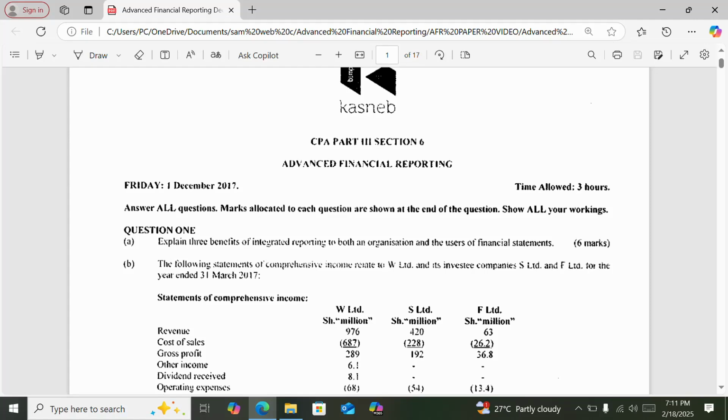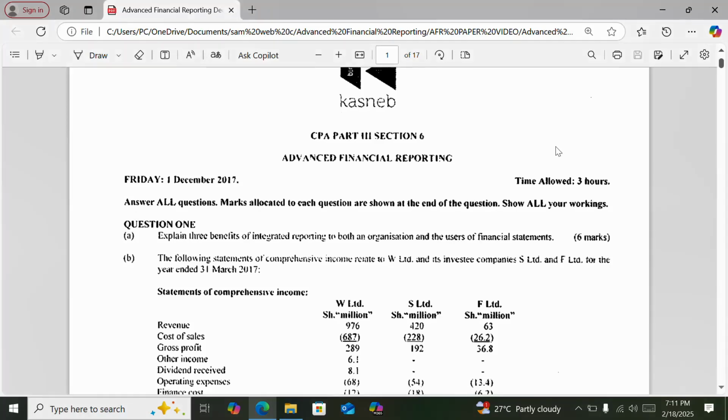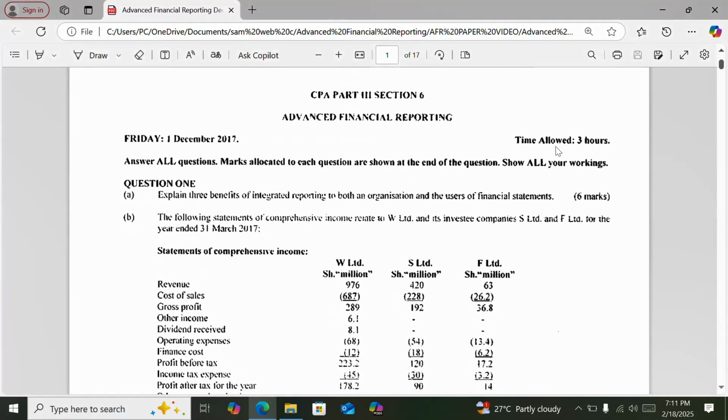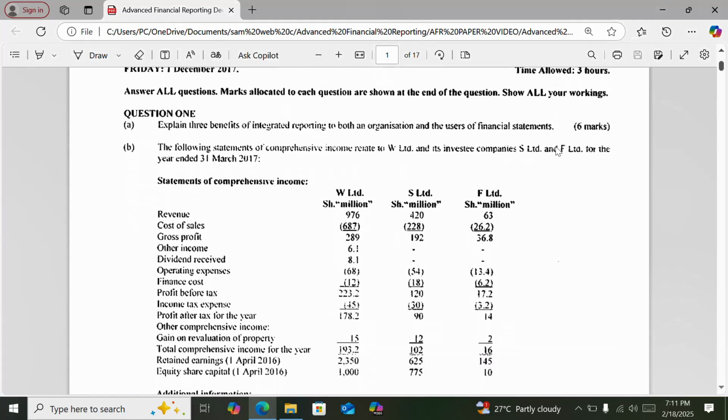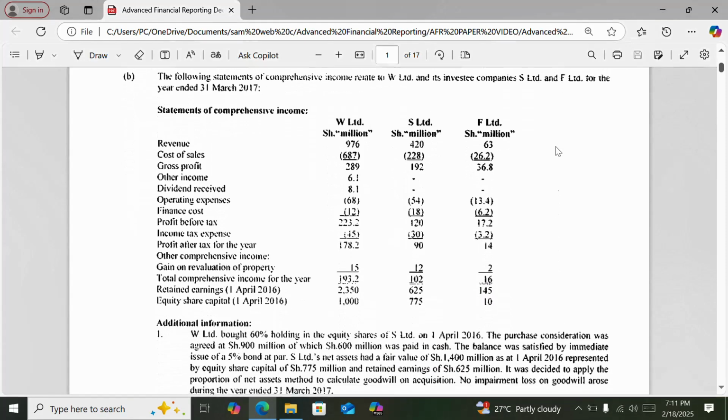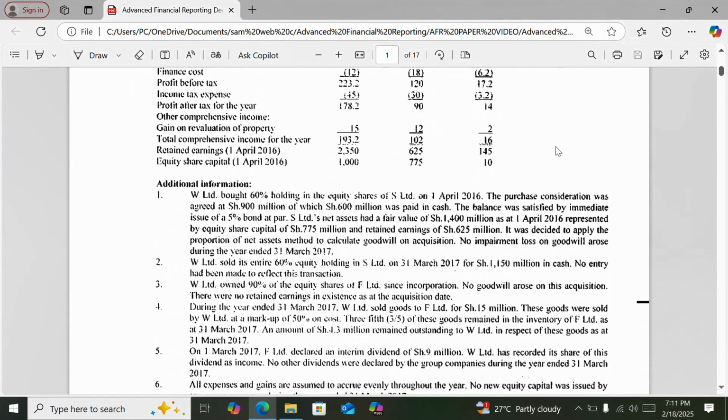This is Advanced Financial Reporting of 1st December 2017. And the first question: explain the benefit of integrated reporting to both an organization and the users of financial statements. Then part B is on group accounting.